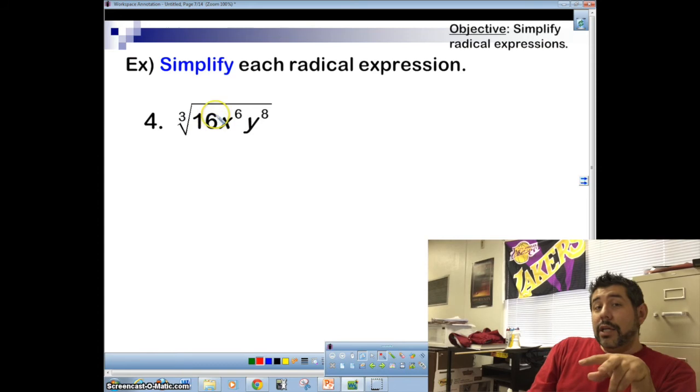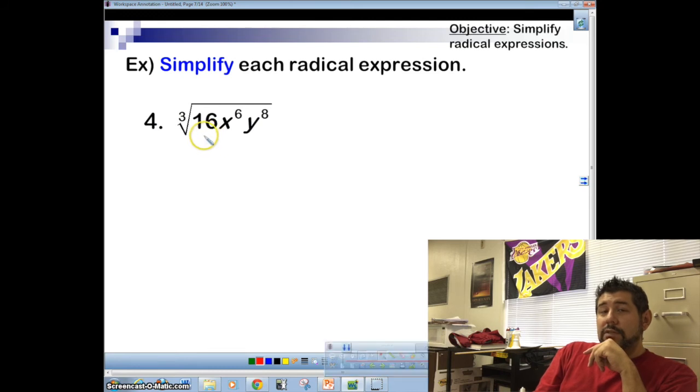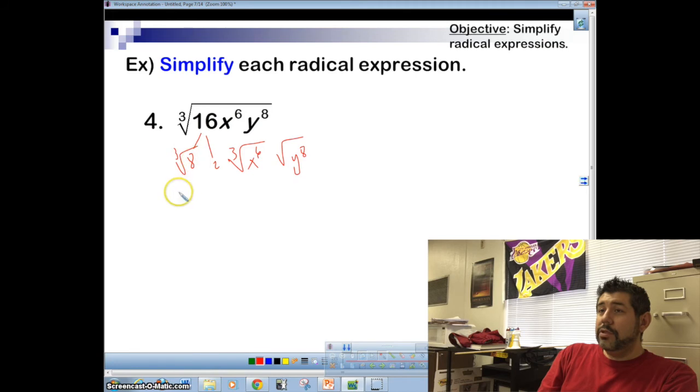Okay, so now we've got a cube root, right? So with a cube root, the cube root of 16 is actually, no, it's 8 times 2. The cube root of 8 is 2, okay? So then we're going to do the cube root of x to the 6th and the cube root of y to the 8th, and we're going to do the same thing again. So the cube root of 8 is 2. The cube root of 2 is just the cube root of 2.